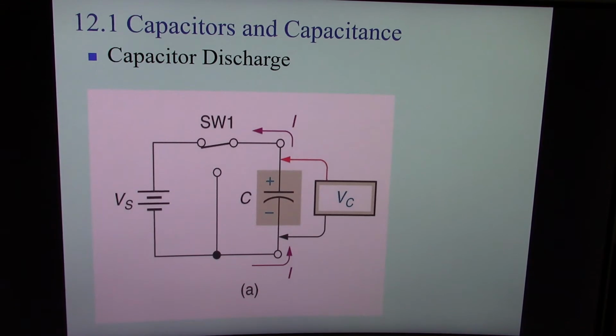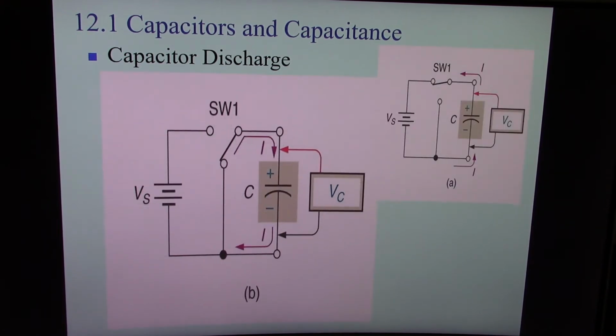So in this case, we are charging the capacitor. You see how it's going like this. Electrons will be pushed into here, electrons will be leaving here, like this. So we are charging this capacitor right now. It's like charging the battery in your cell phone.